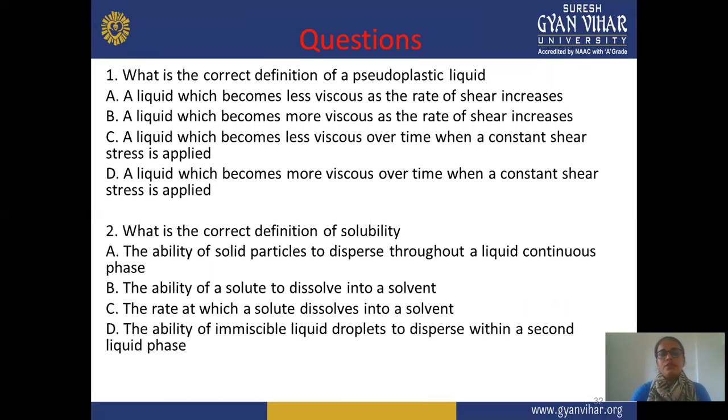Fourth option: a liquid which becomes more viscous over time when a constant shear stress is applied. Second question: what is the correct definition of solubility? A is the ability of a solid particle dispersed throughout a liquid continuous phase. B is the ability of a solid to dissolve into a solvent. C is the rate at which a solid dissolves into a solvent. D is the ability of an immiscible liquid droplet dispersed within a liquid phase.